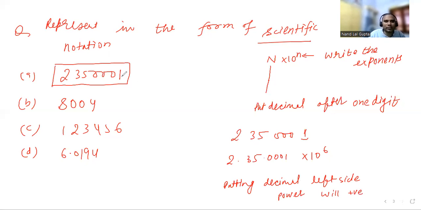Here there is no decimal in this one. What we have done here: we placed the decimal after one digit, 2, then 3, 4, 5, 6. So 6 digits after the decimal. So the power will count 1, 2, 3, 4, 5, 6. So I wrote the power 6. Here is our required answer. Understood?